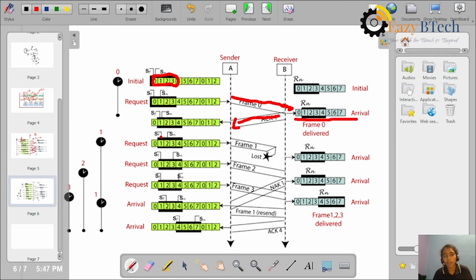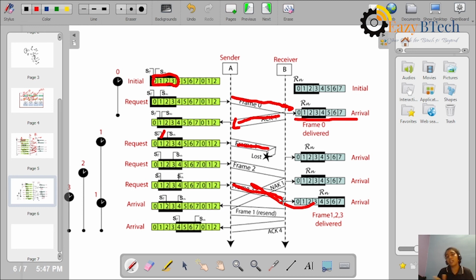So it indicates 1. Again I am sending frame 1 here. This is not delivered to the receiver, who is waiting, and again there is no acknowledgement. Again frame 2 is sent, and he got a negative acknowledgement for frame 2. Okay, frame 3 is sent.